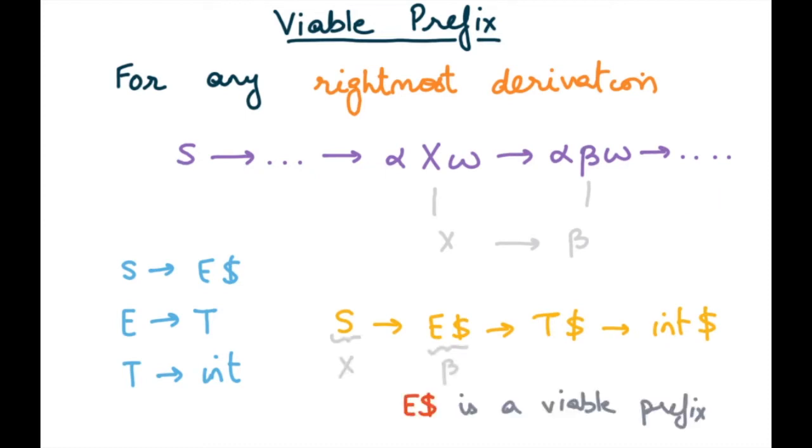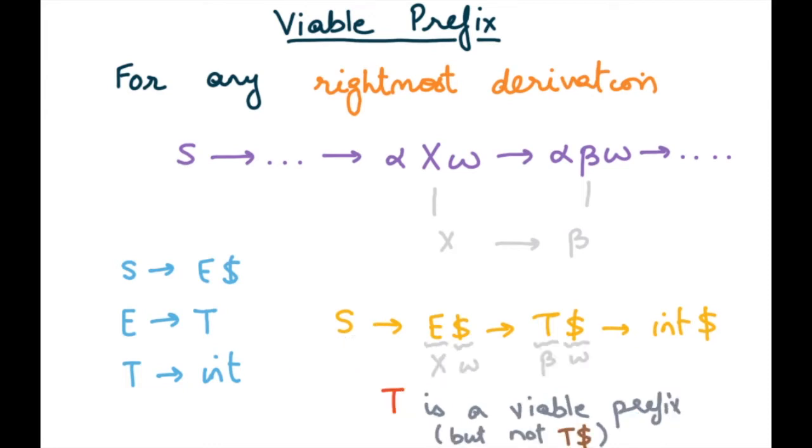Now, the interesting thing to note here is that if I want to figure out what the viable prefixes are, E dollar is a viable prefix because it fits our definition here. When we're going from S to E dollar, X is represented by S, alpha is represented by epsilon, and omega is also represented by epsilon, right? And now beta here is E dollar. Because of this, alpha beta is basically E dollar, and so E dollar is a viable prefix.